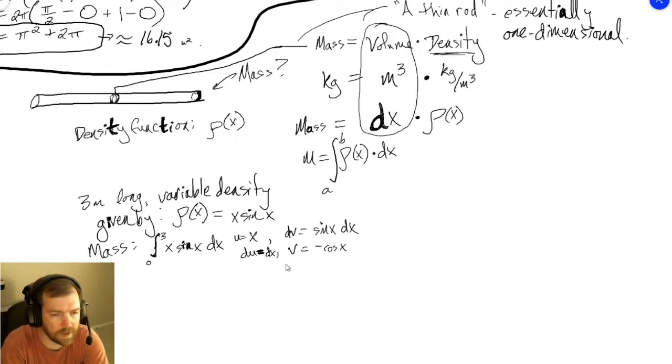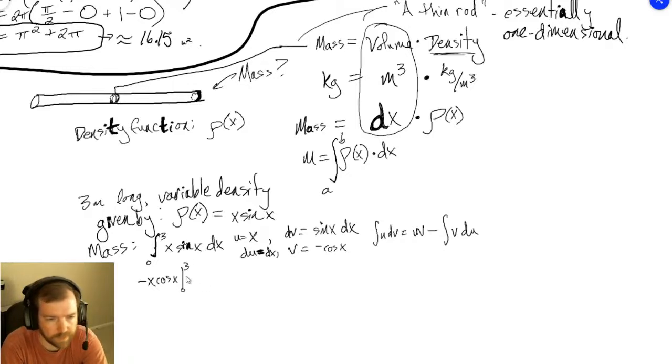All right, so then the integral of u dv is going to be equal to uv minus the integral of v du. So here we end up with uv is going to be negative x cosine x evaluated from 0 to 3, minus, v du is just going to be cosine of x dx, integral from 0 to 3.